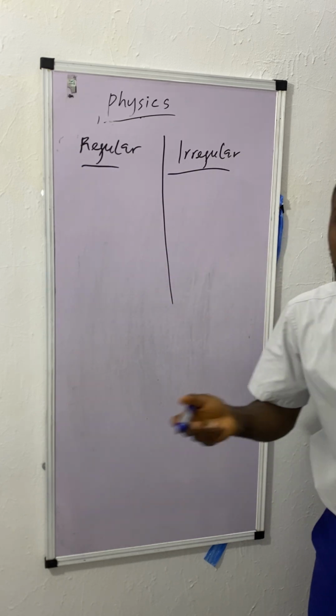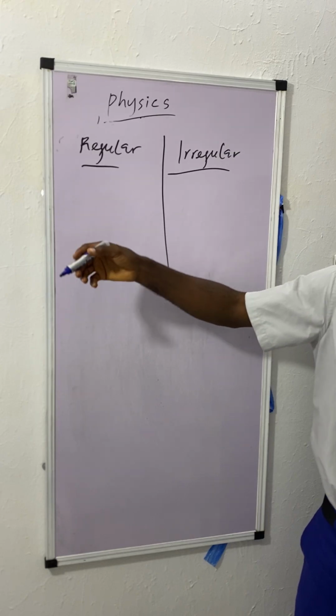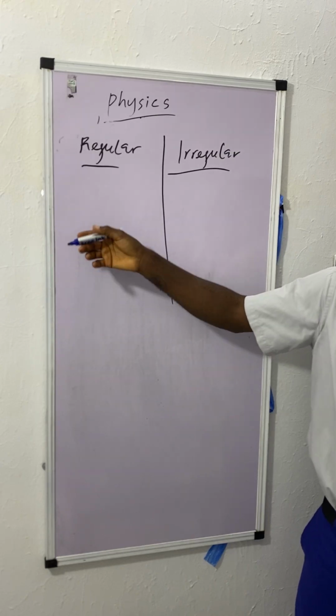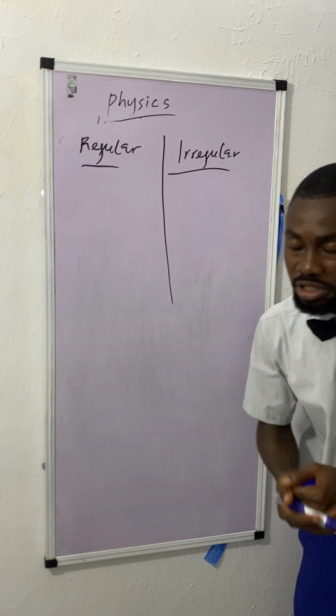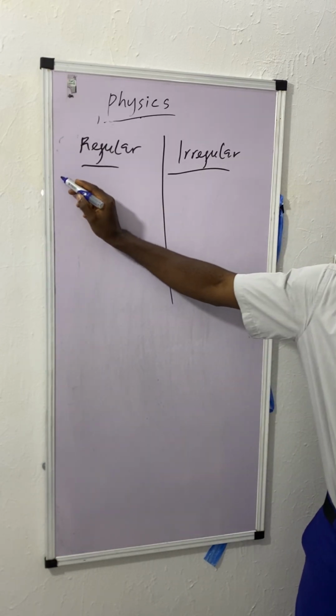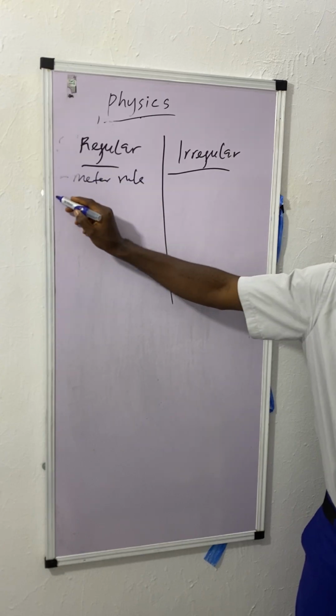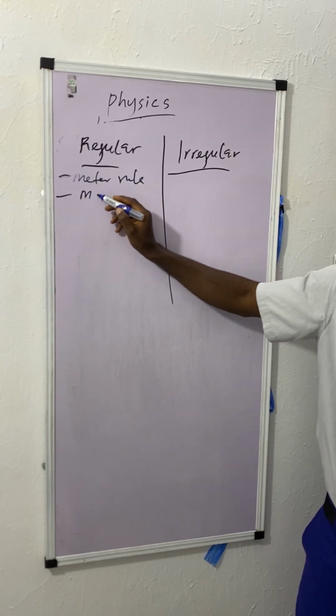All right. So for the regular, what do we apply? If the shape of the substance is regular, measuring the volume, we can use the normal instruments for measurement. Like we can use instruments for measuring length, instruments for measuring volume. Like length, you can use meter rule here. For volume, you can use measuring cylinder.